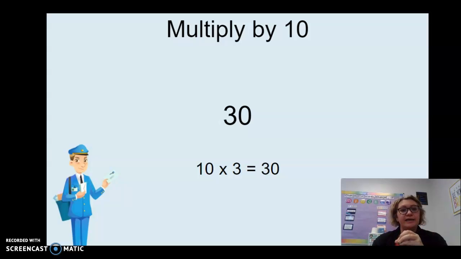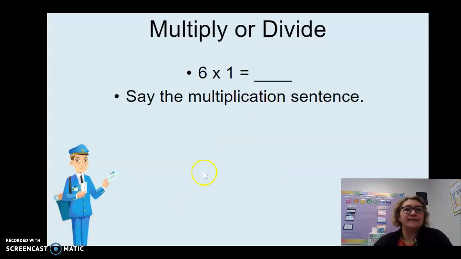So again, if we are multiplying by tens and we start with a product and it has a 0 at the end, then you know that it's just the tens number. So this tens number is 3. The ones number is 0. Okay. All right, 6 times 1.